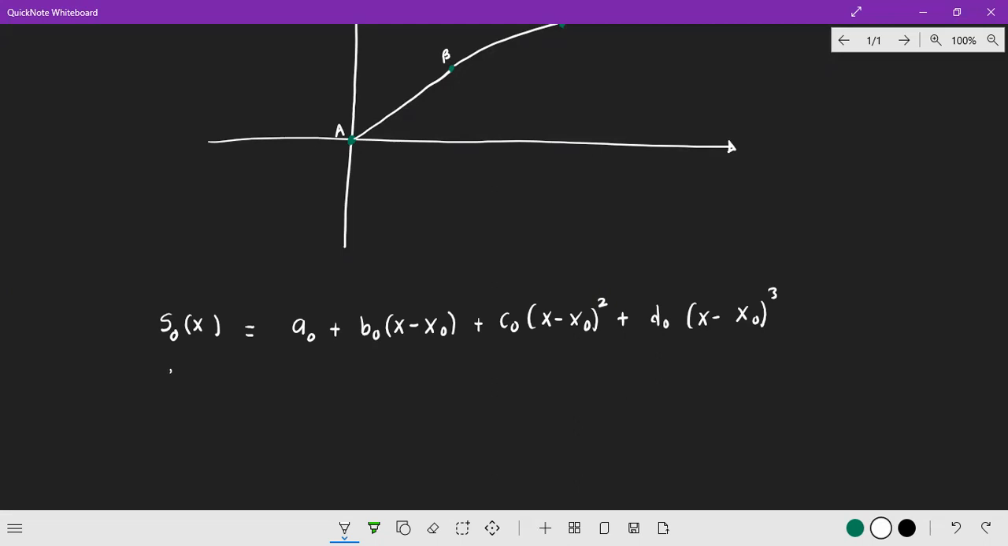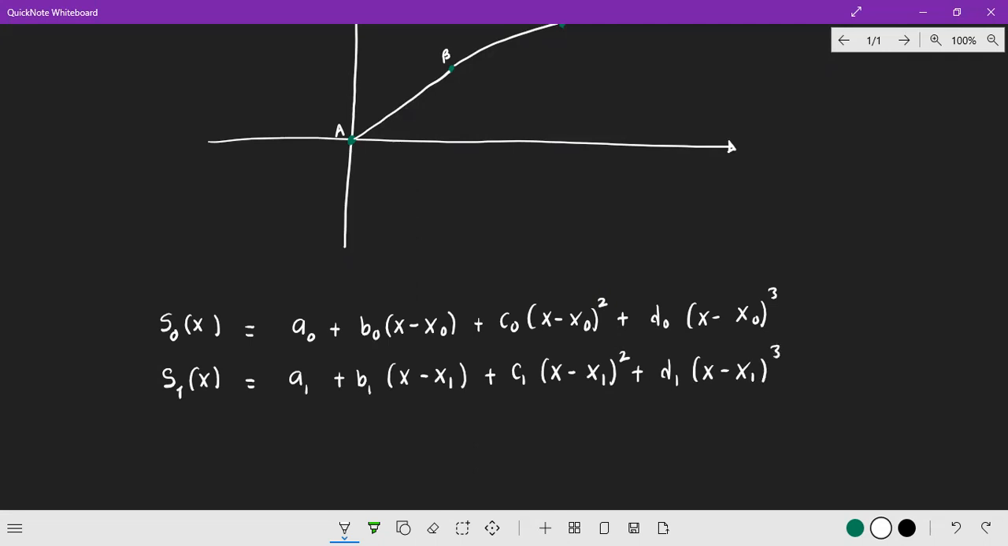And then the second spline, which we join from B to C, is S1 of X. So S1 of X will be equal to A1 plus B1 times X minus X1, plus C1 times X minus X1 squared, plus D1 times X minus X1 cubed.